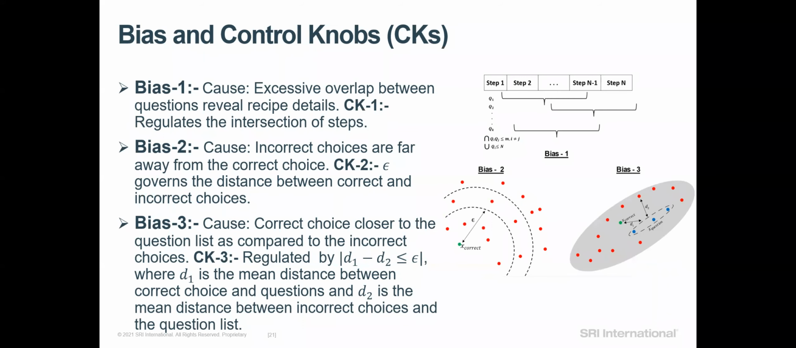So why is that, right? There are biases in the data set. This is like, for example, a student hacking a test by just manipulating answers, right? What happens is that if there is a lot of overlap between the questions, then just by using the overlap between the questions, machine learning is able to figure out the recipe details.